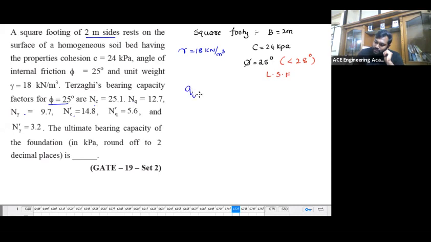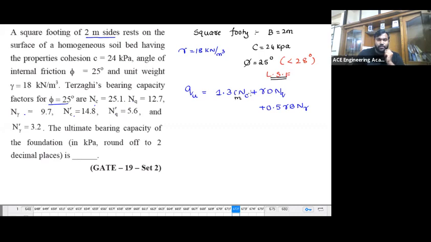You tell me, normally the equation, as it is a square footing, is 1.3 c Nc plus gamma D Nq plus 0.5 gamma B N gamma. But you see, if you miss the point over here, this is a local shear failure. As it is a local shear failure, you tell me, should I use c m or phi m?